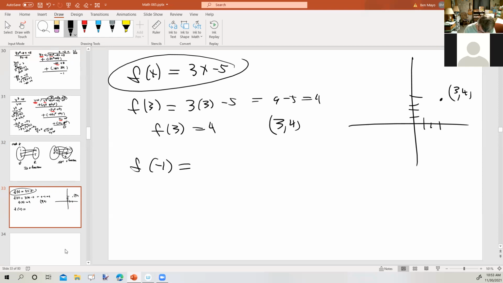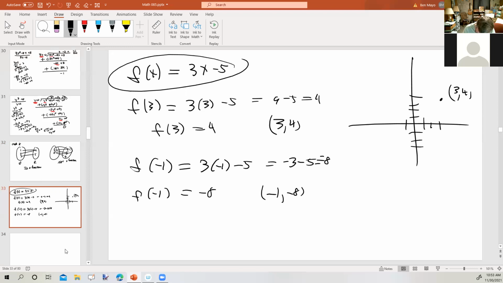f of negative 1 is 3 times negative 1 minus 5, which is negative 3 minus 5 or negative 8. So f of negative 1 equals negative 8, which is the same thing as the ordered pair negative 1, negative 8. Let's see, which would be down here somewhere, right? Okay.